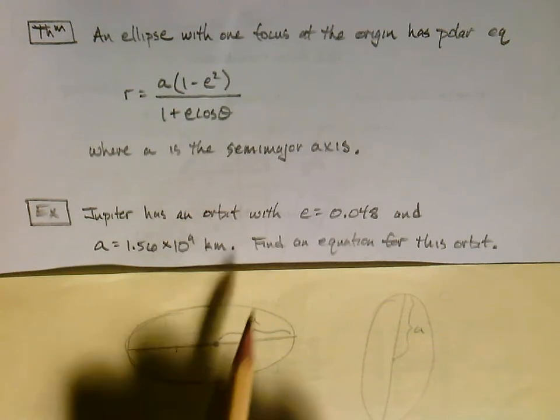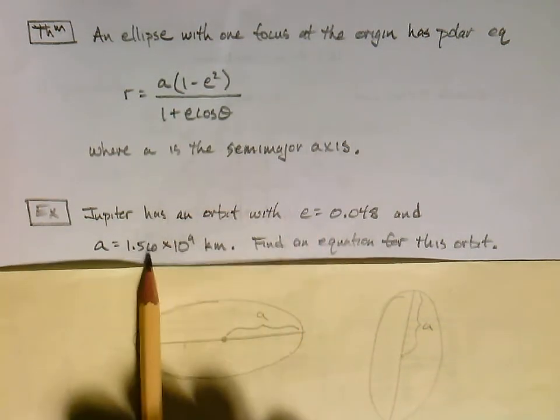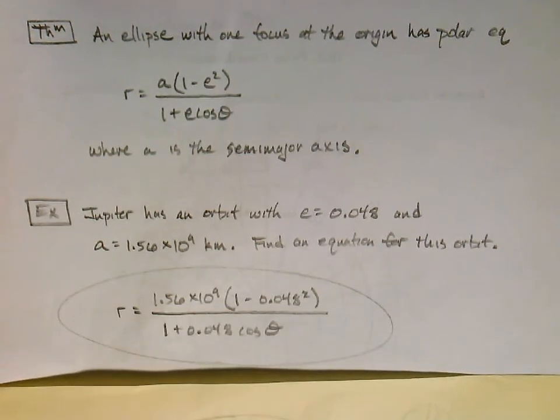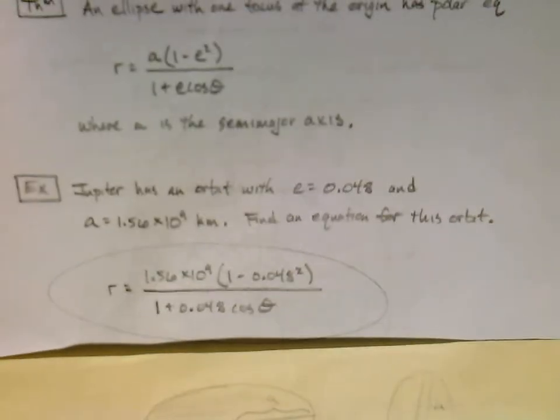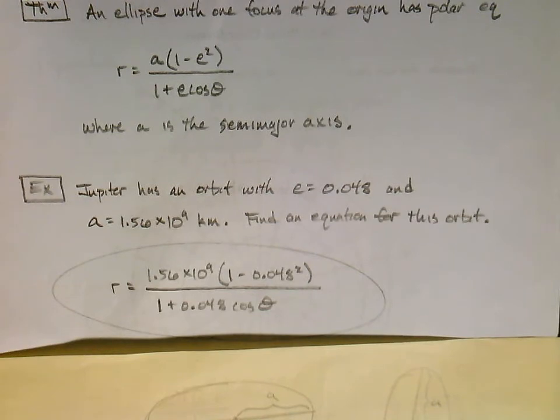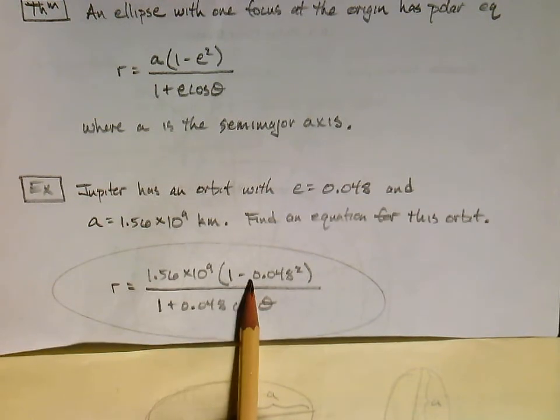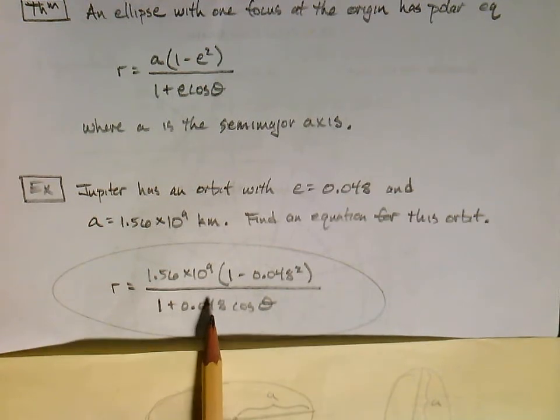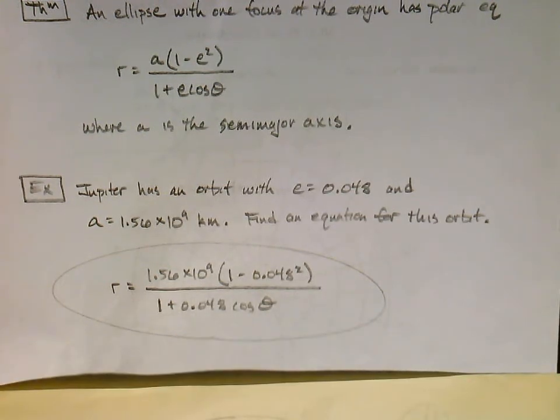An equation for its orbit, no problem. I know e, I know a, it's an ellipse. I'm just going to plug it all in there, and we've got it. r equals 1.56 times 10 to the 9th, quantity 1 minus e squared, I'm just going to put it in like that, all over 1 plus e cosine theta. There's the equation for Jupiter's orbit in polar coordinates.